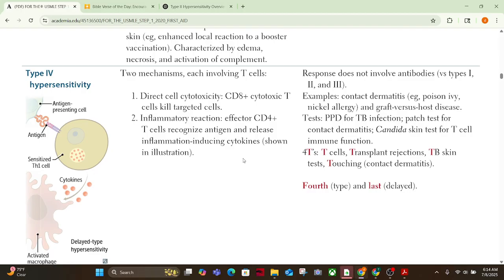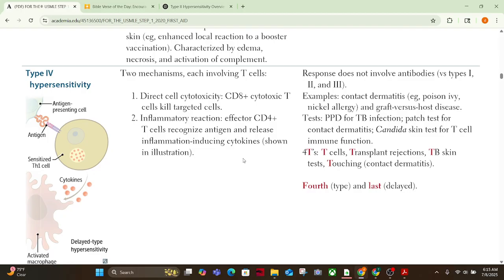So here, type 4 hypersensitivity does not involve any antibodies. It is strictly talking about cell-to-cell attack and involves macrophages and T cells, like the CD8 T cells. Examples include contact dermatitis, poison ivy, nickel allergy. Nickel allergy is when there is belly button inflammation. Also, graft versus host disease is under type 4 hypersensitivity. Another example is the PPD test for TB infection.